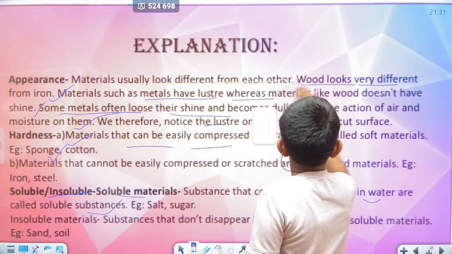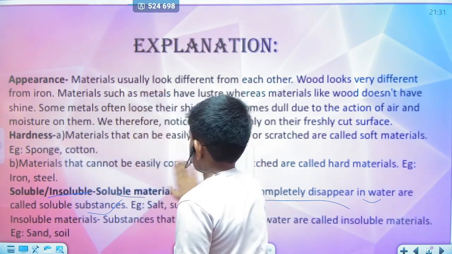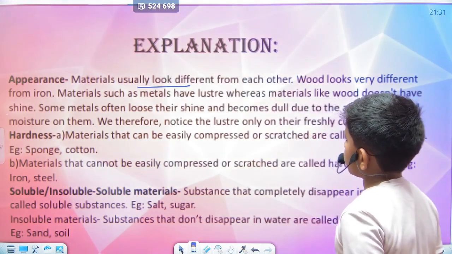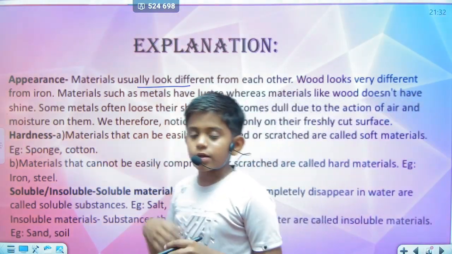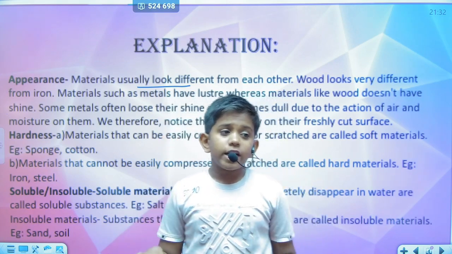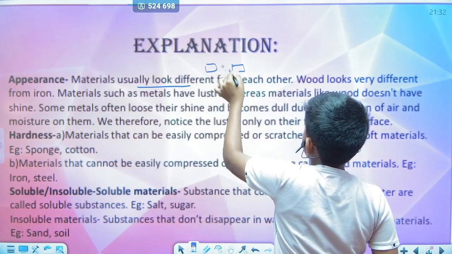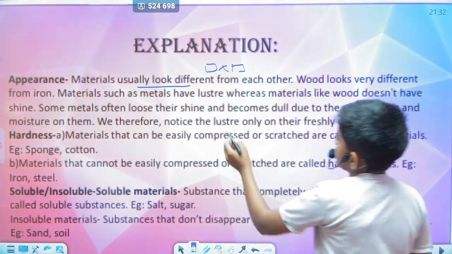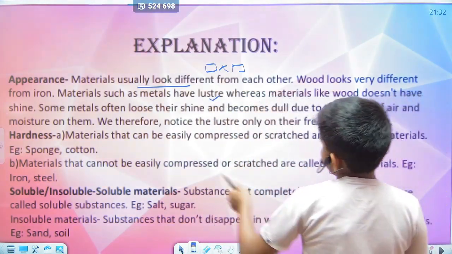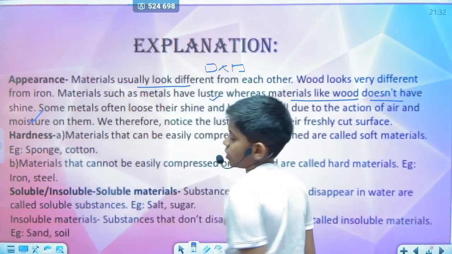Next, we have appearance. First of all, we will learn about the appearance. Materials usually look different from each other. Wood looks very different from iron. Materials such as metals have luster. Luster means shine. Materials such as iron have shine. Materials like wood don't have shine, so luster is shine.